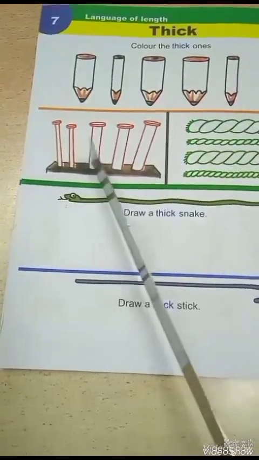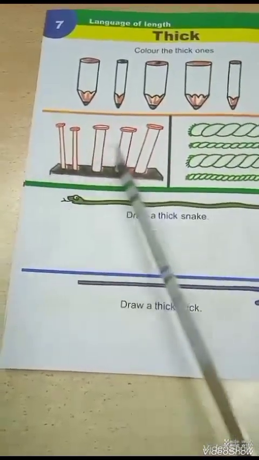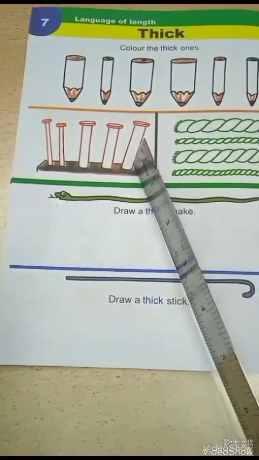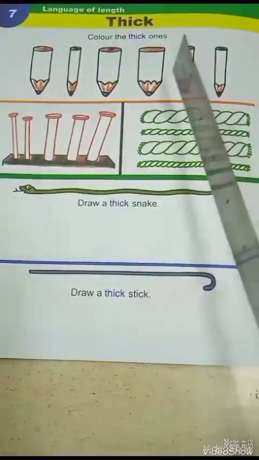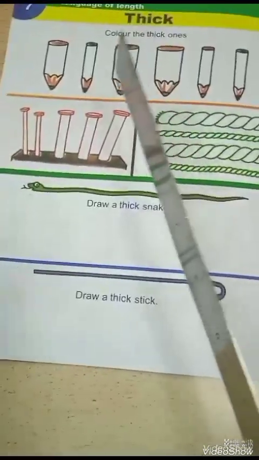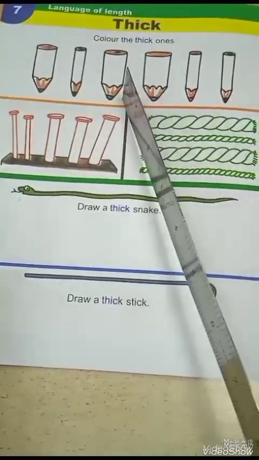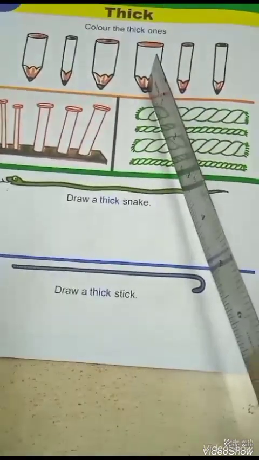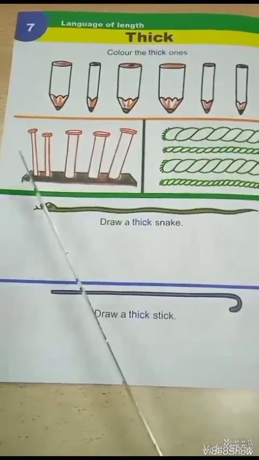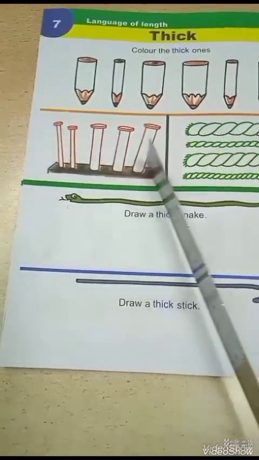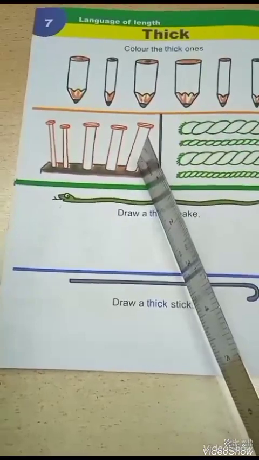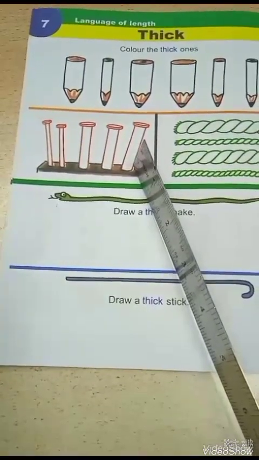Next we have some nails. As you can see, we have to identify the thick ones and the thin ones. You have to color only the thick ones. Like this one is thick, this one is thick and this one is thick. You will color only thick ones.